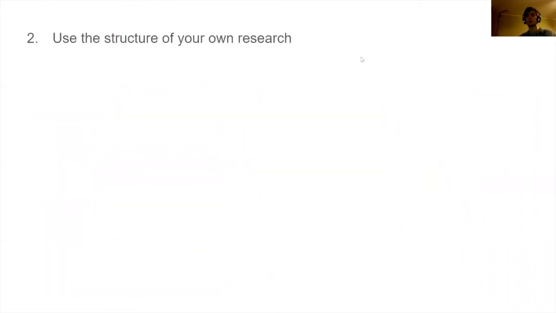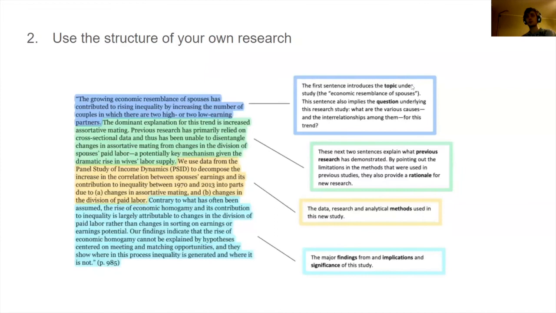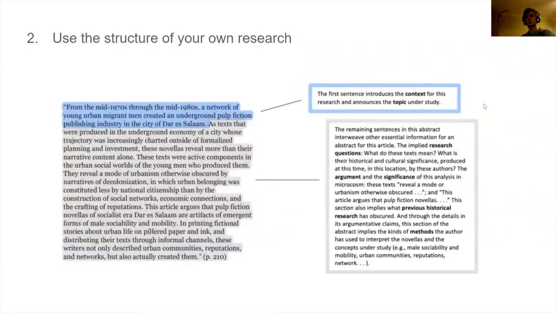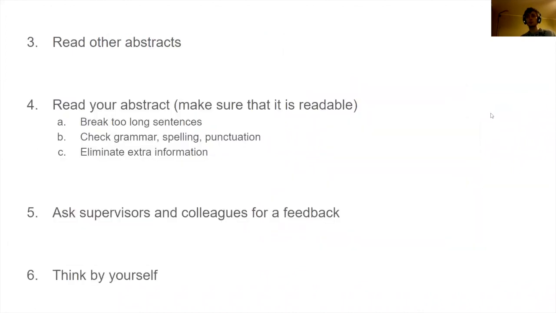The second tip is to use the structure of your own research, not blindly following other rules, because different fields of research may have a slightly different structure of an abstract. Some of them may have four main elements, some may have methods and results combined, and some may even consist of only two parts. And as long as the abstract has an answer to the four main questions, it is okay. Another way to determine if it's normal or not is to read other abstracts.